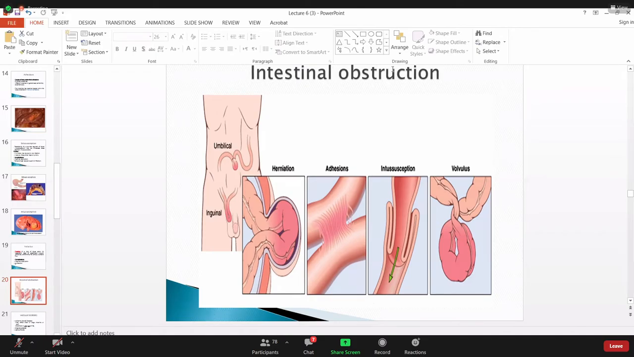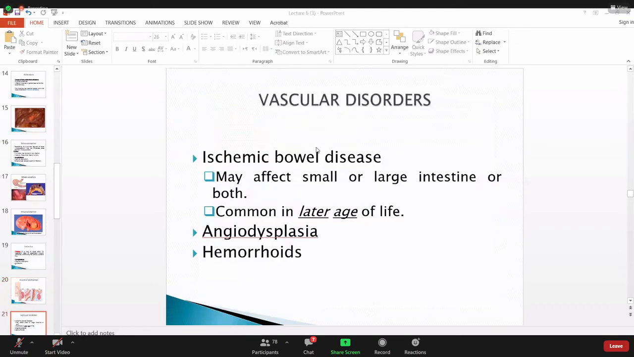Does anyone want to ask more? Okay, let's continue with vascular disorders. Among the vascular disorders, as the name says, they affect the blood vessels of the small and the large intestines. The most important and most common are ischemic bowel diseases, which we will discuss, and hemorrhoids. Angiodysplasia is minor. Ischemic bowel disease might affect the small or the large intestine and is common at a later age of life.